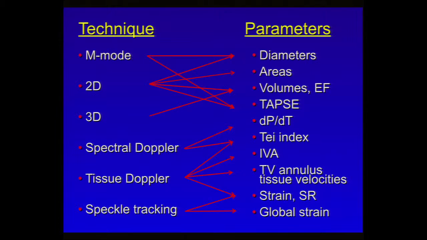When it comes to echocardiography, there are multiple ways in which one can evaluate the right ventricle. There's M-mode, 2D, 3D, spectral Doppler, tissue Doppler, and more recently speckle tracking. From each of these techniques, one can derive a whole list of parameters by which the right ventricle can be evaluated. I'm just showing you this as a pretty rich menu of options as far as how one can go about evaluating the right ventricle by echocardiography.